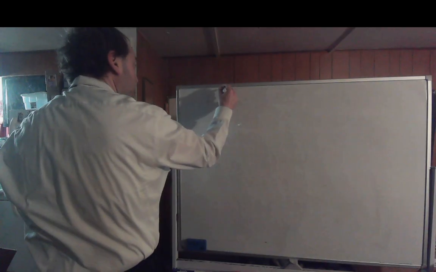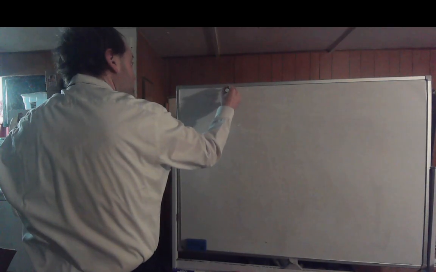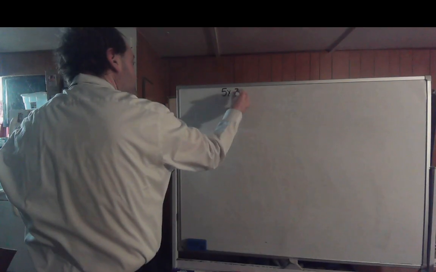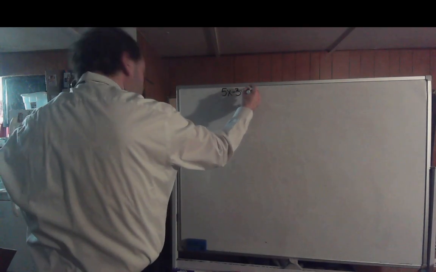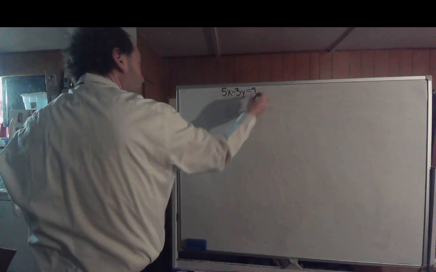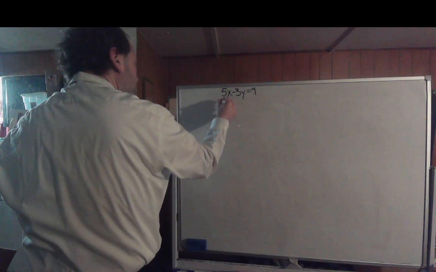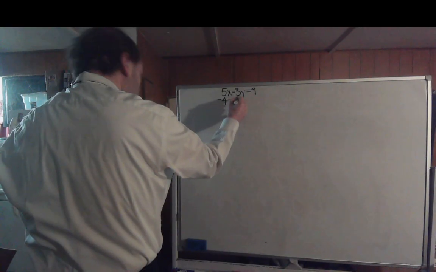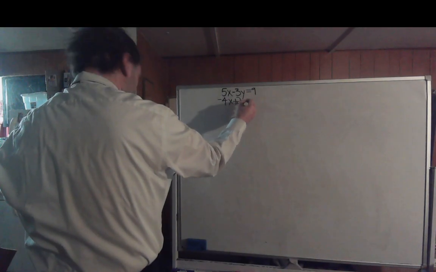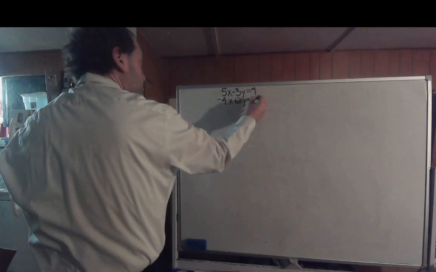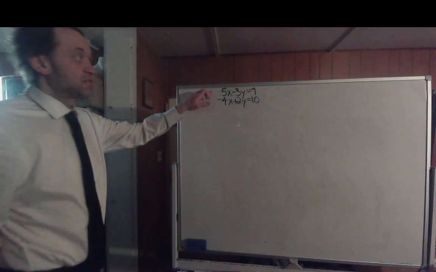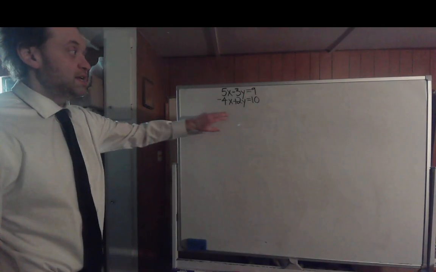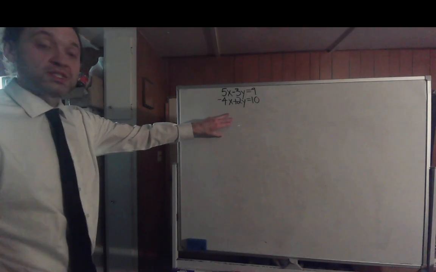What is the next one here? So we have 5x minus 3y is equal to 9. Then we have negative 4x plus 2y is going to be equal to 10. Alright, so here's your system: 5x minus 3y equals 9, negative 4x plus 2y equals 10.